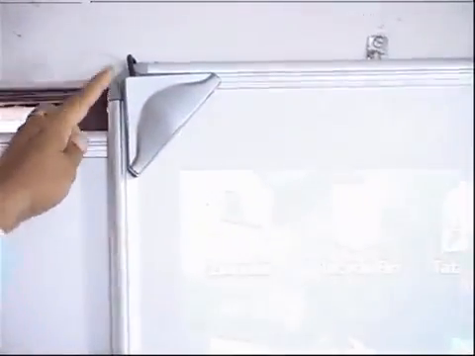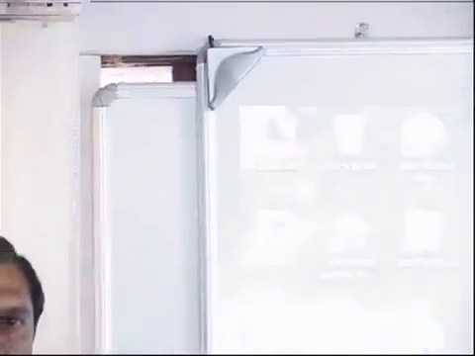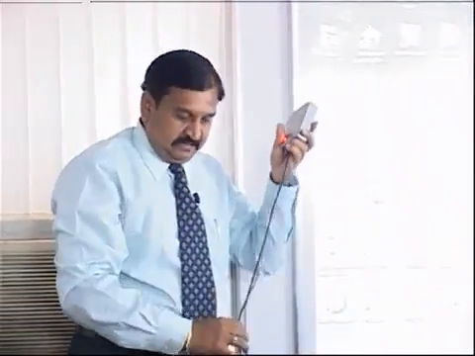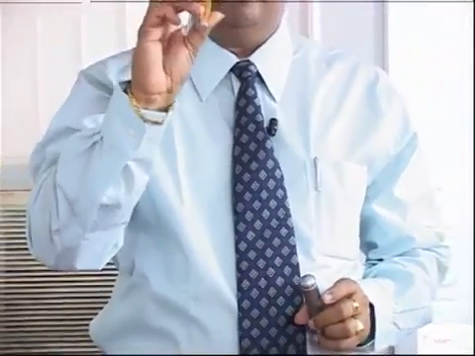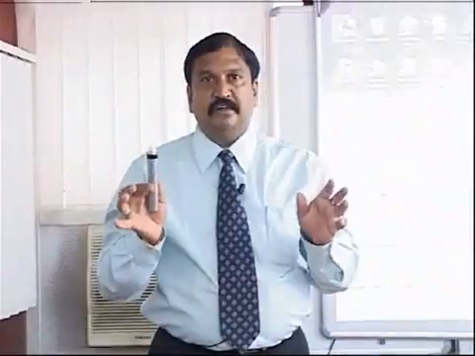So once you fix this, this cable has to be connected to this box. From here, there is a USB cable which can be connected to the system. Electronic pen, and this is an ordinary battery, 1.5 volt battery. Now it's ready to use.